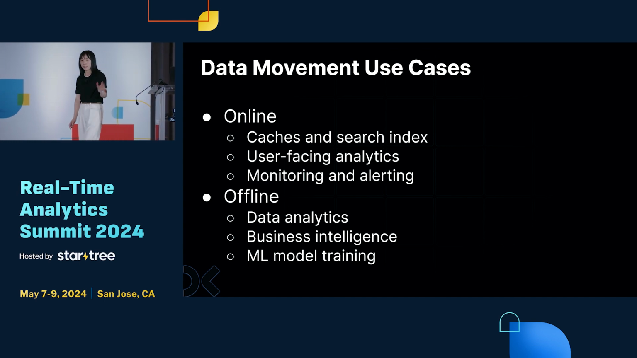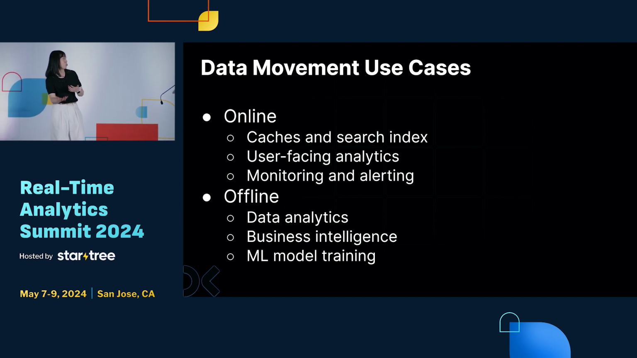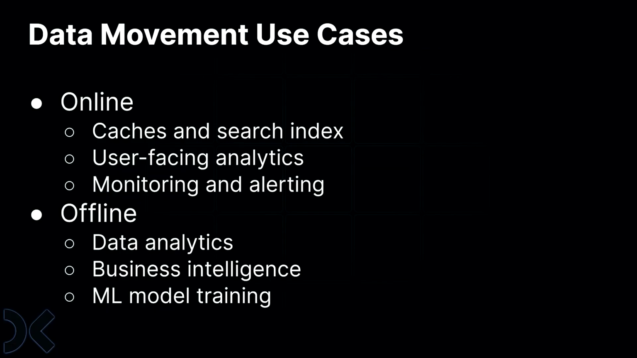As I said, this is just a recap of what we just covered. I use slightly different terms here for online and offline. Online is basically whatever use cases are serving your business. Like at this real-time analytics summit, a big thing is user-facing analytics. That's also in the online system. Cache, index I already covered, and observability. Offline is where you do data analytics, business intelligence, and ML model training.